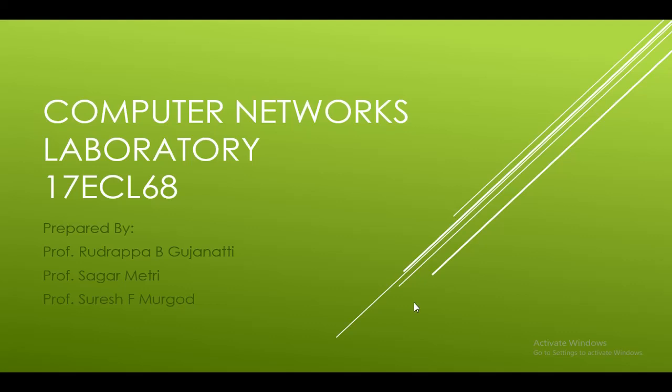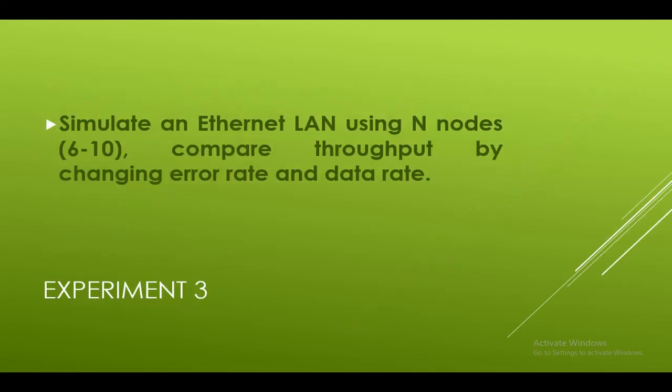on different nodes. So let us move further and look at experiment 3, in which we'll be trying to simulate an Ethernet LAN, that is, a local area network, using n number of nodes. In this case, we can choose the nodes to be around 6 to 10 and try to see what the statistical parameters are and how they are related. So this is what we'll be checking out in this case.